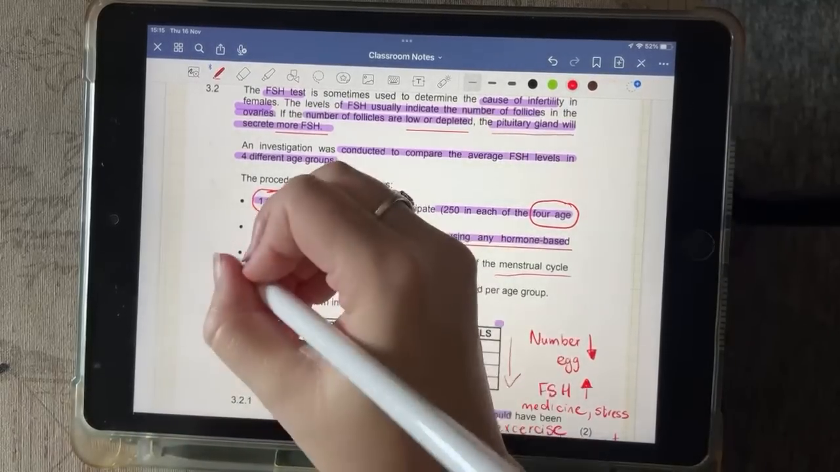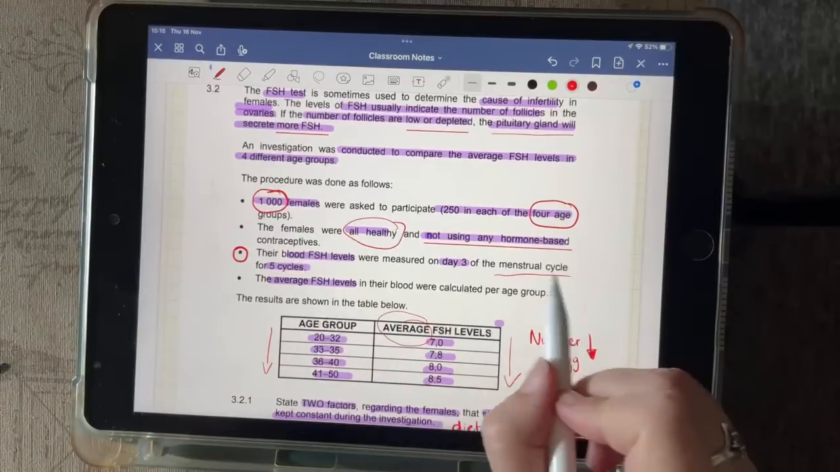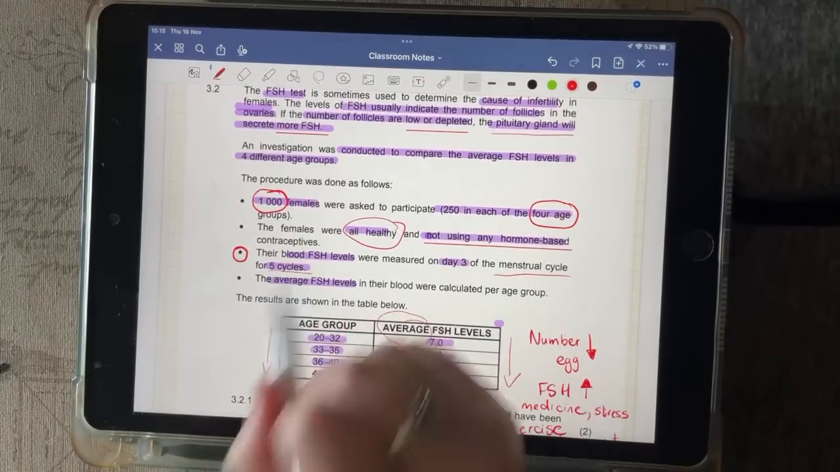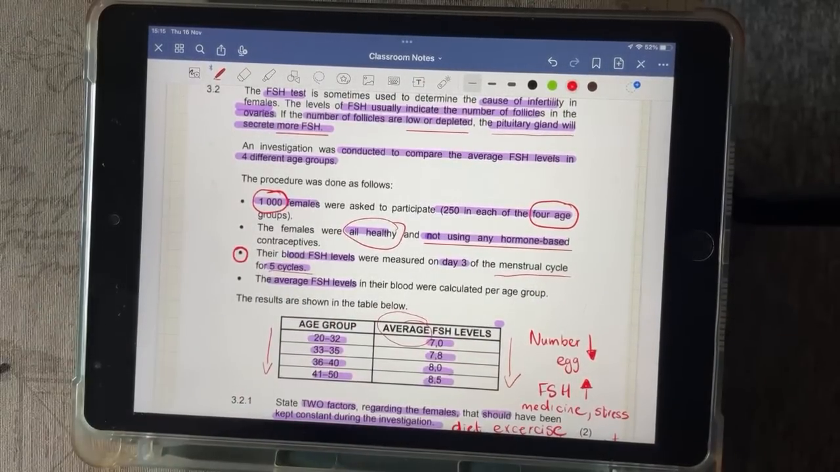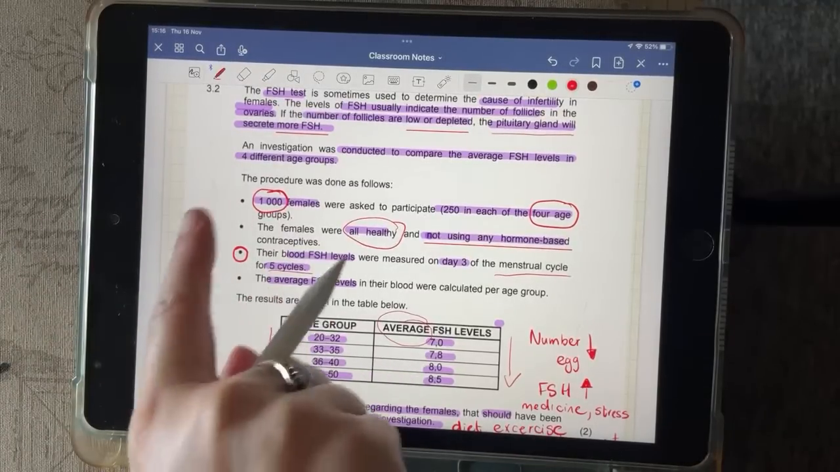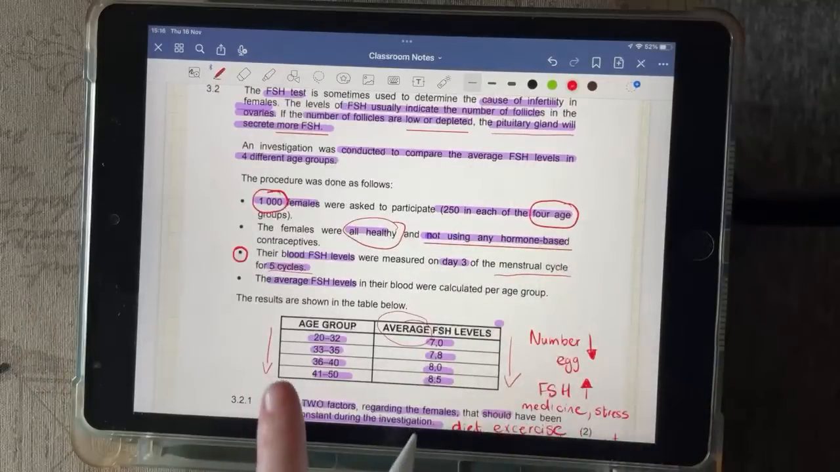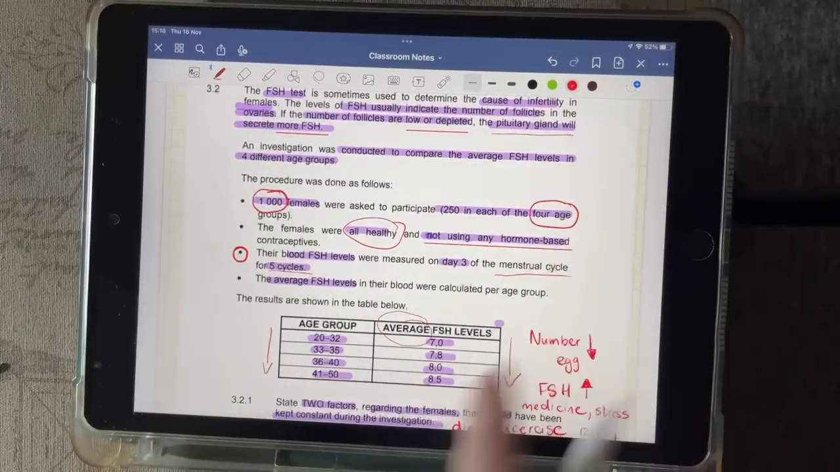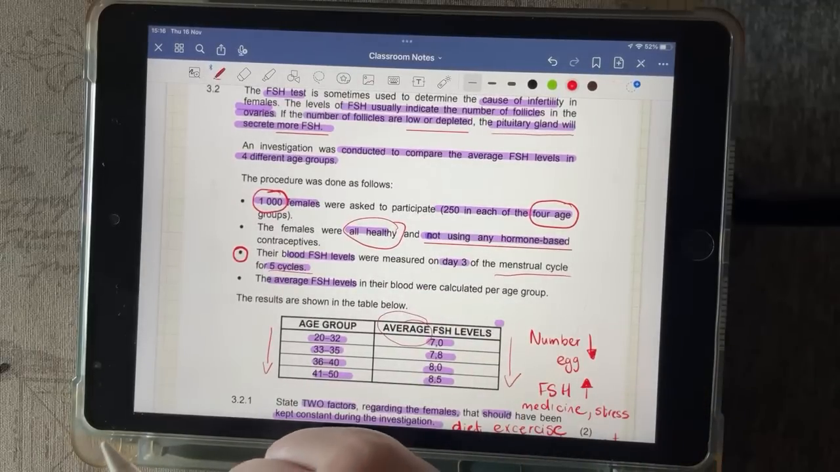And I know you're probably reading this bullet point over here going, but ma'am, they did it for 5 cycles. Yes, they did. But the 5 cycles was part of one experiment. They didn't redo the whole experiment with another 1,000 females for another 5 cycles. Okay?